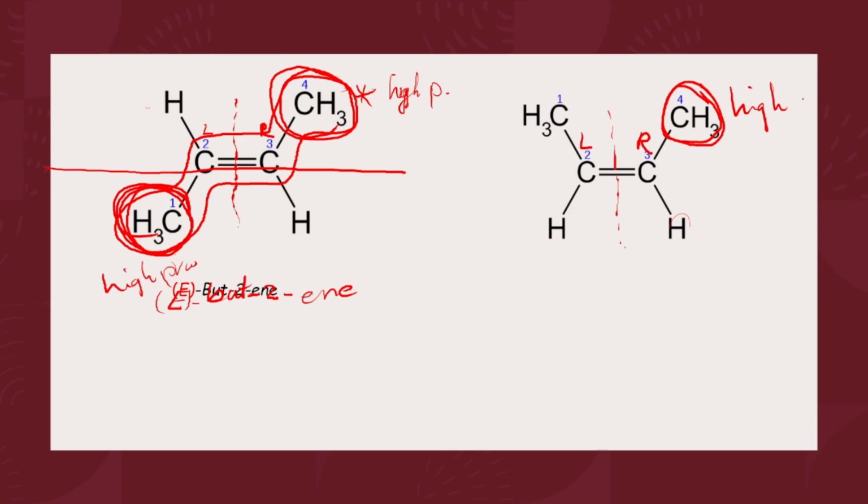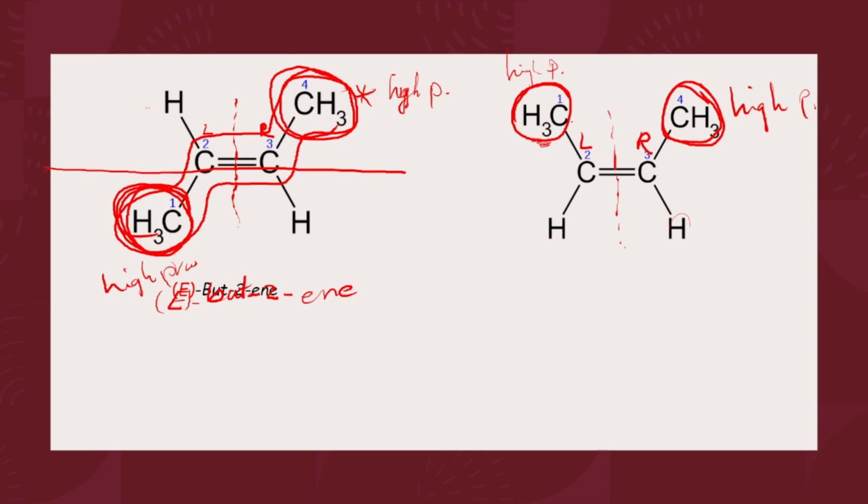So this is higher priority than the hydrogen. Let's go to the left carbon. Which of them has the higher priority? Is it hydrogen or the methyl? Of course, the methyl group has the higher priority here for the left carbon because it has the higher molecular weight. High priority means higher molecular weight.